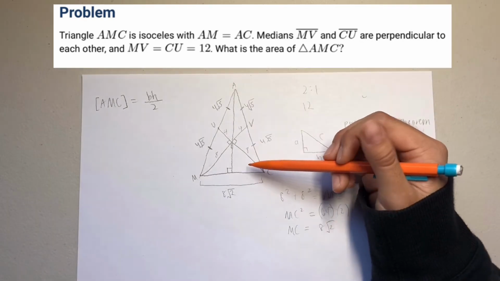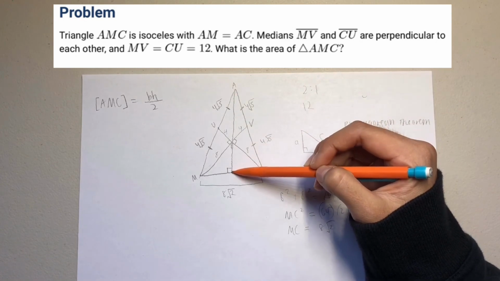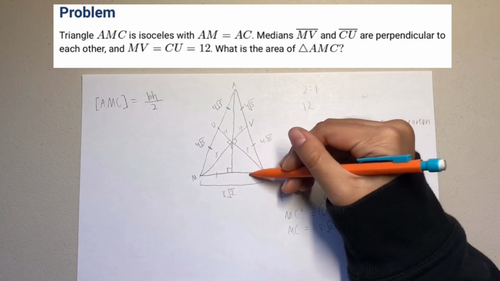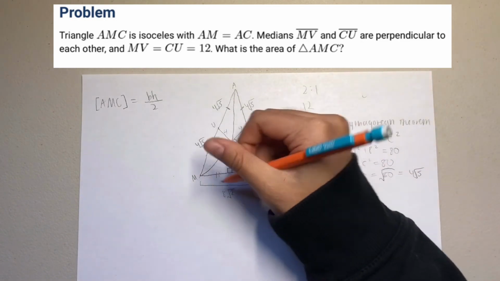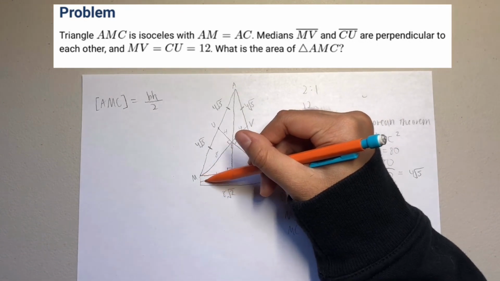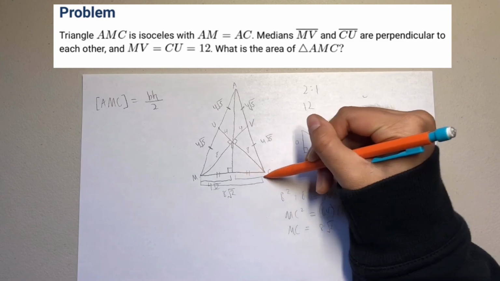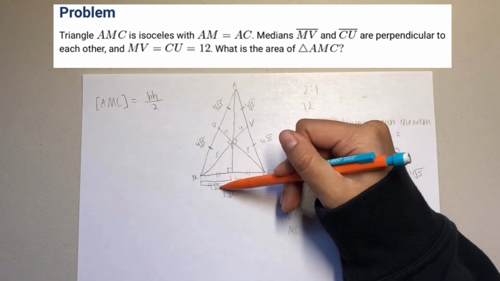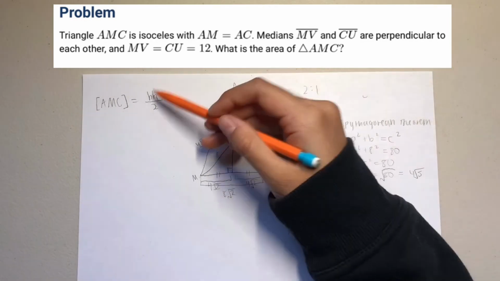So in an isosceles triangle, the altitude or the height divides the base into two equal sections, which means this is equal to this. So that means that this section right here is 4 square root 2, and this section is 4 square root 2. Now, why do we want to know this? We want to know this because we need to find the height in order to find the area.